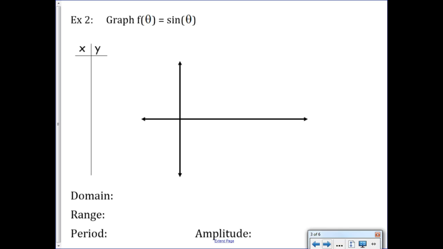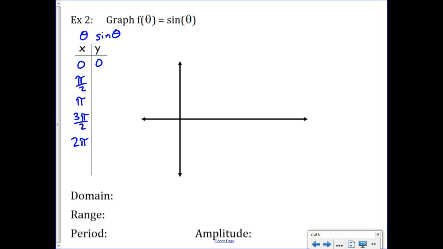Alright, the graph of sine theta, you're going to see is similar, but has its differences. So again, we're looking at theta as our input and sine of theta as our output. We'll start at 0 here, and then pi over 2, and pi, and 3 pi over 2, and 2 pi. So the sine of 0 is just 0.